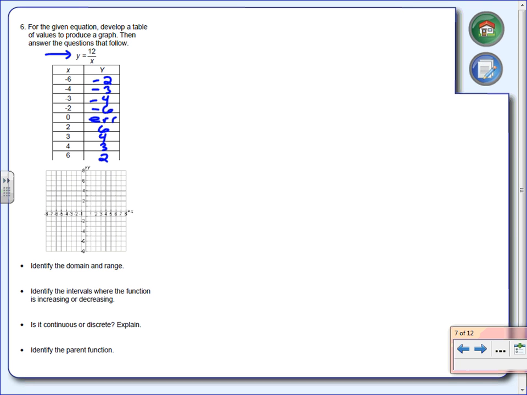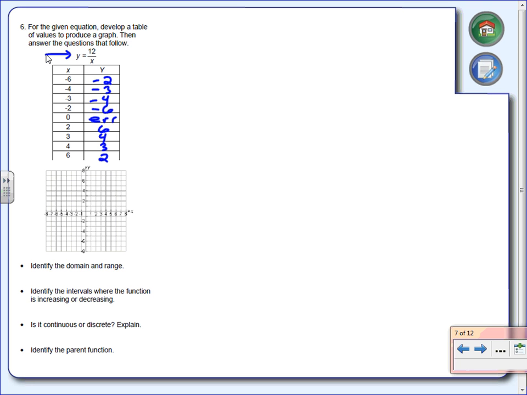Now, remember, I could have also used 8, 10, 12, 13, 14. These are just some numbers that they gave me. They're not all. So just keep that in mind, because that's going to come in handy in a little bit. All right, so now that we've got the ordered pairs, now let's go ahead and graph this.